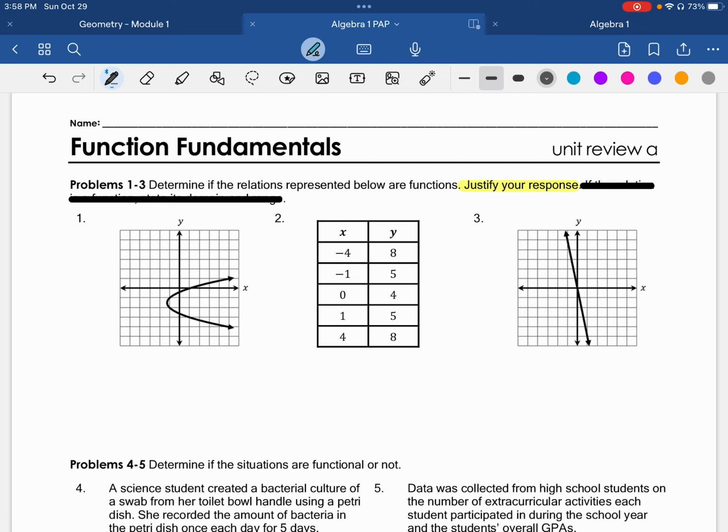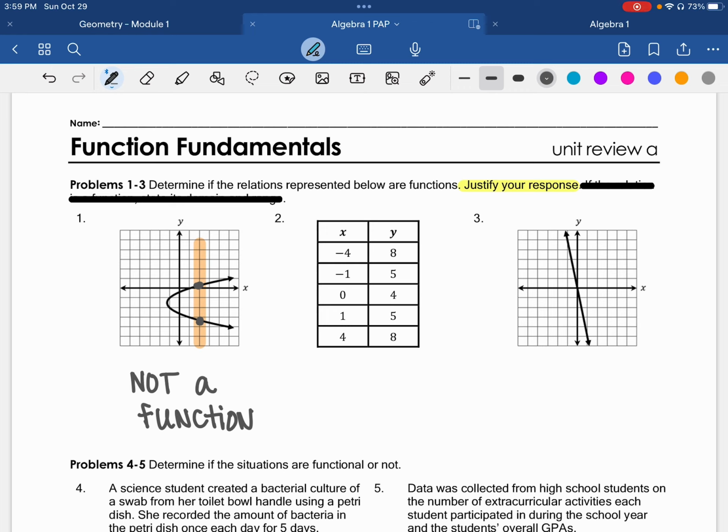Since question number 1 is a graph, I'm going to go ahead and do the vertical line test. Now I can show my vertical line test by doing just one vertical line that intersects the graph one or more times. Since it is intersecting the graph in 2 points, there we go, this is not a function. My justification is with my marking of the picture. Please make sure that you are justifying in some way.